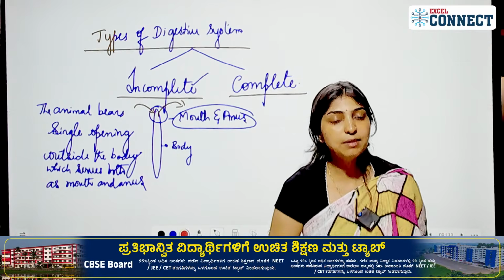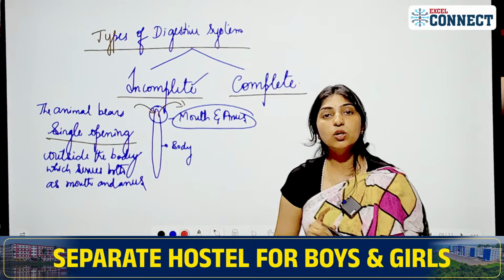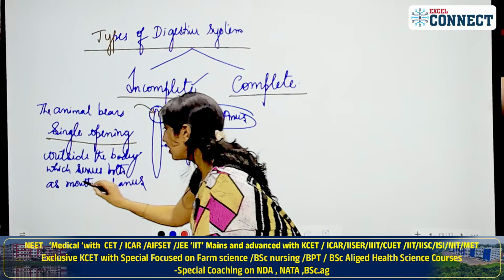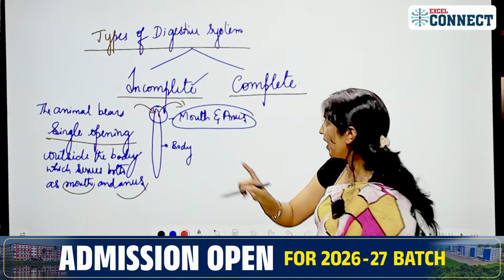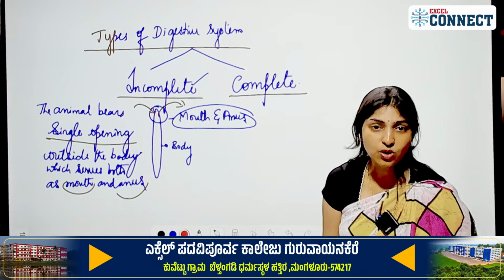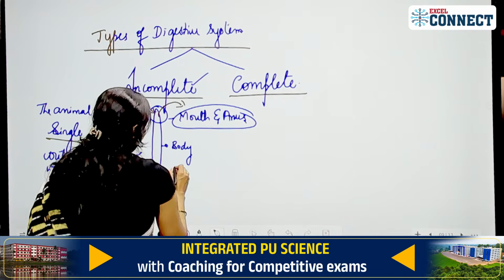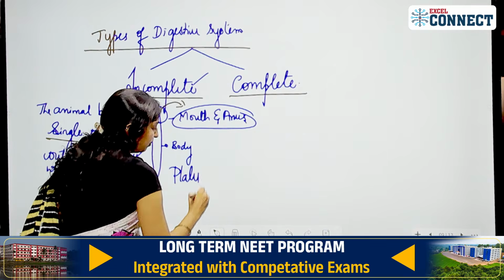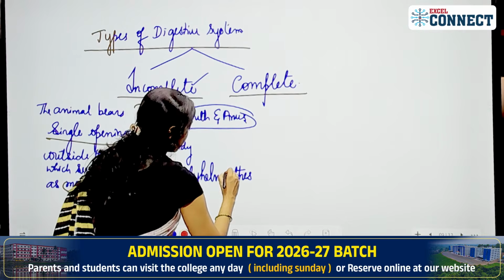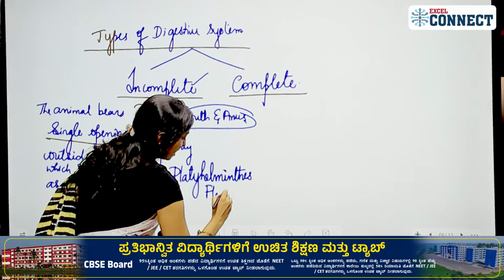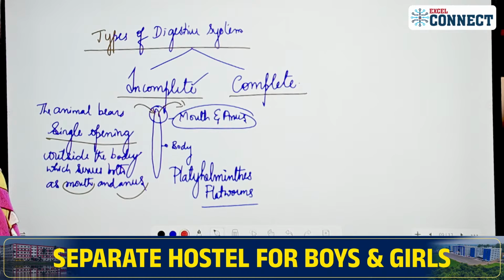Remember, in the body of an animal, how many openings are there? Single, one opening. And what does that one opening do? It will serve both as mouth and anus. If there is one opening, you call it incomplete digestive system. An example for incomplete digestive system is Platyhelminthes, or you can say flatworms. Very good. They have an incomplete digestive system.